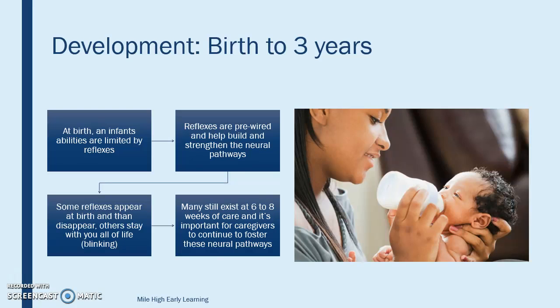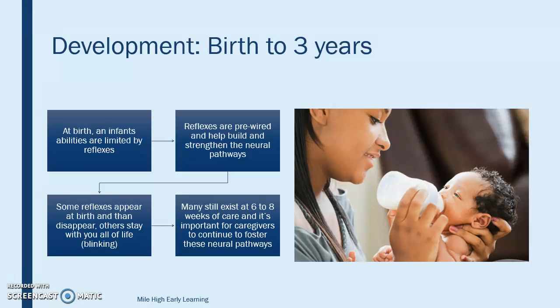A big part of physical development for infants is actually understanding reflexes. So reflexes are actually automatic body responses to stimuli controlled by the lower brain centers that govern involuntary processes in us, even as adults. But at birth, infants' abilities are actually limited by their reflexes. However, they need some of those reflexes to survive, and we'll talk about what that looks like. Because reflexes are actually pre-wired, and they help to build and strengthen the neural pathways, those same neural pathways that children will continue to develop through the process of brain wiring.